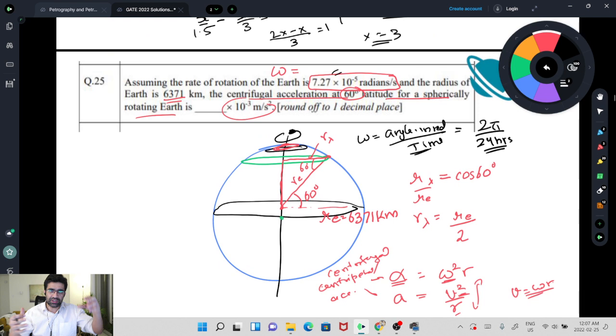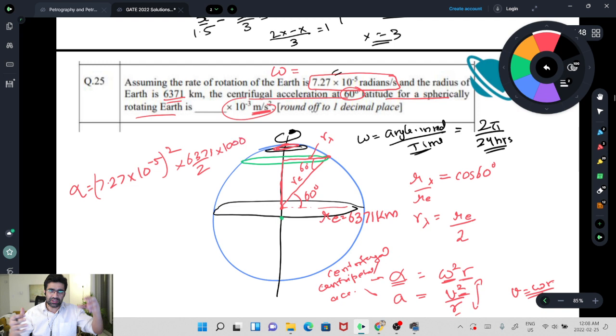And to calculate the acceleration alpha, omega is given to you, so it will be 7.27 into 10 to power minus 5. You just square this term and multiply it with r. R is basically RE by 2, which is 6371 by 2. Now remember, this is in kilometers and everything should be in SI units, meter per second, so you multiply with 1000 also.